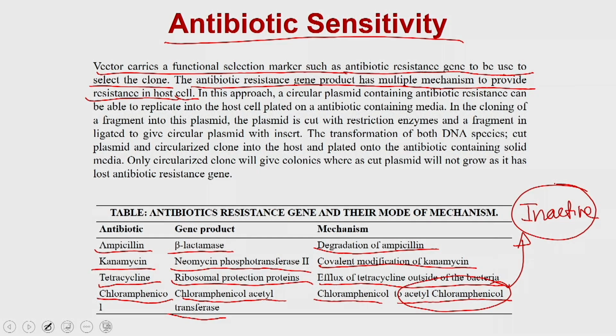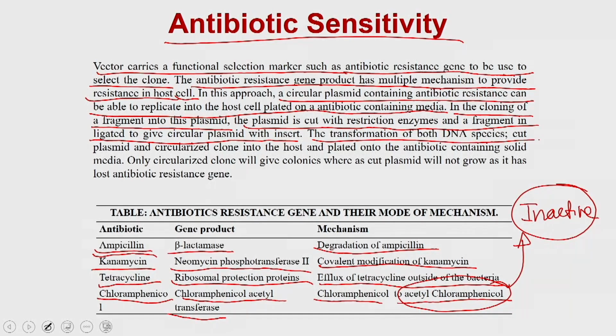So in this particular approach, a circular plasmid containing an antibiotic resistance gene can replicate in the host cells plated onto antibiotic-containing media. Suppose you have the ampicillin resistance gene on the plasmid, you can plate these cells onto ampicillin-containing media. In the cloning, the plasmid is cut with a restriction enzyme, and a fragment is ligated to give a circular plasmid with insert.